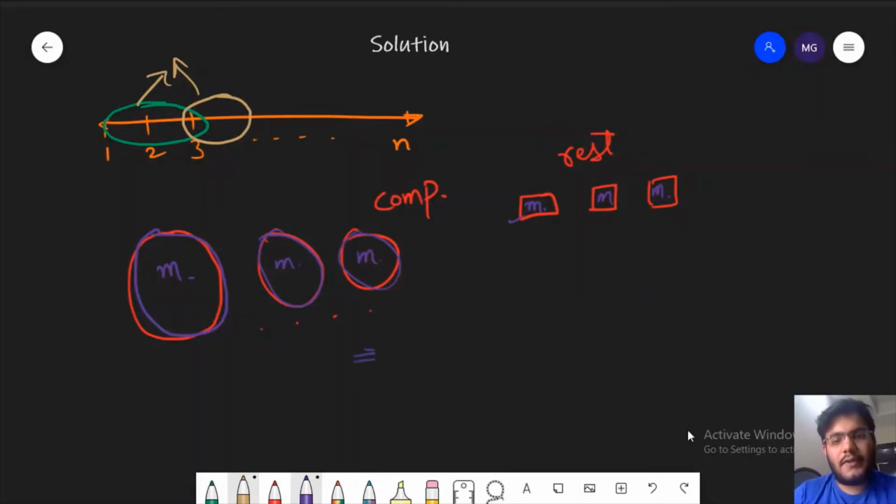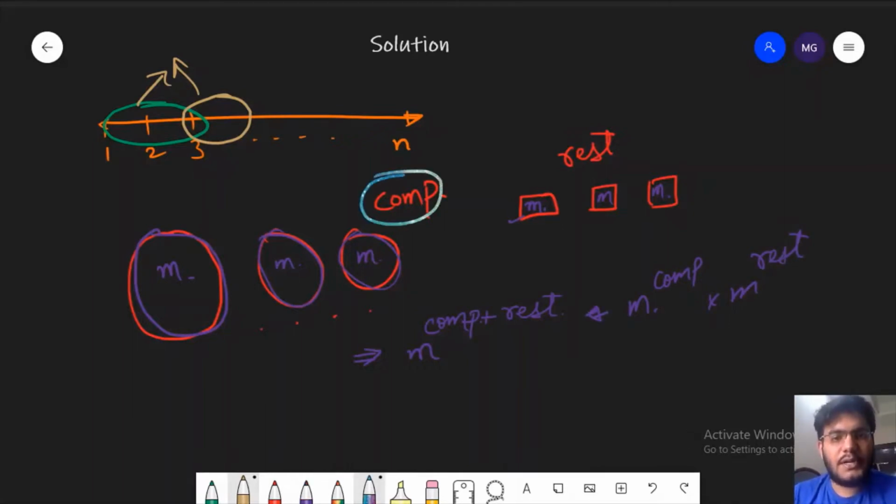So summing up, the final answer will be m to the power of the number of components plus the rest of the elements, because it is m to the power of components multiplied by m to the power of the rest. So it is equivalent to m to the power of components plus rest, where the term components represents the number of different sets we can form, such that a particular set has all the clubs which are required to wear the same colored shirt. And the term rest represents the number of students who are not part of any club.